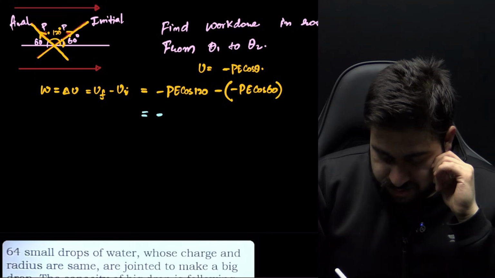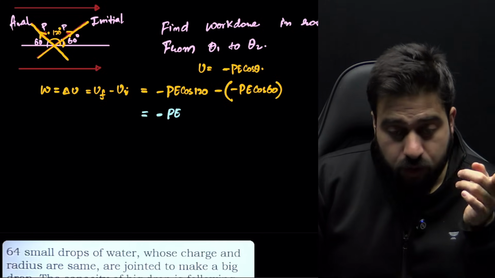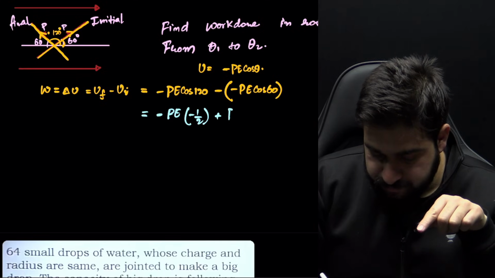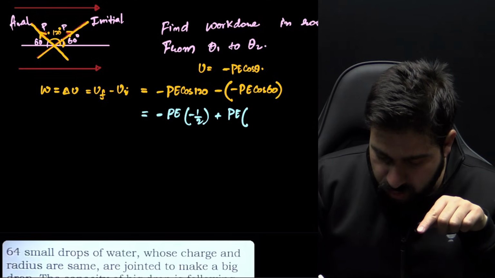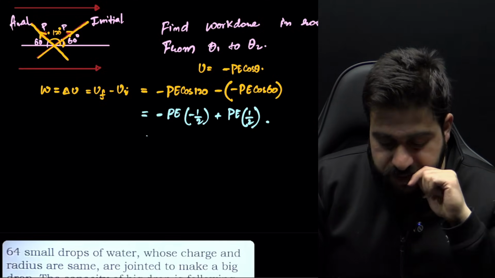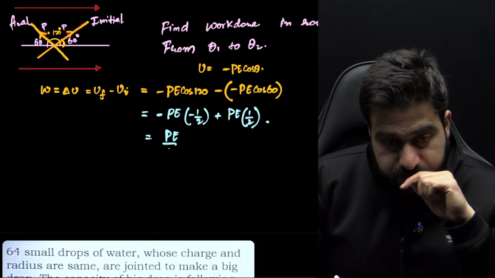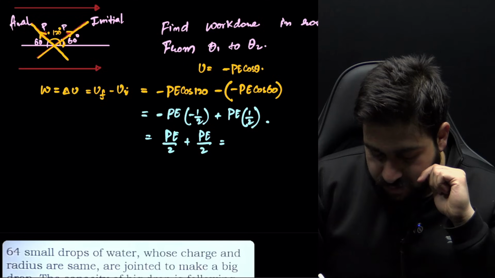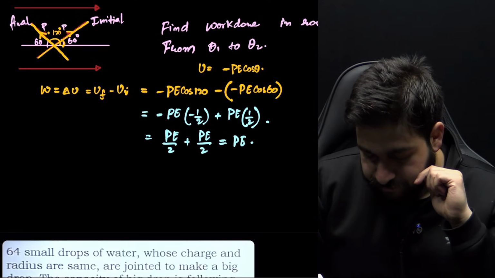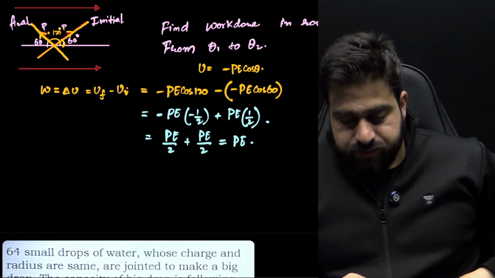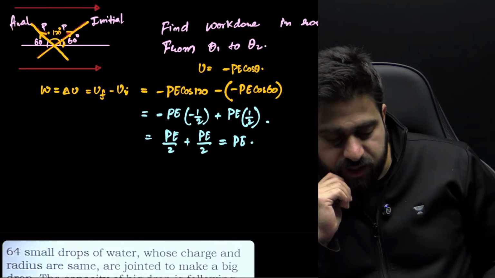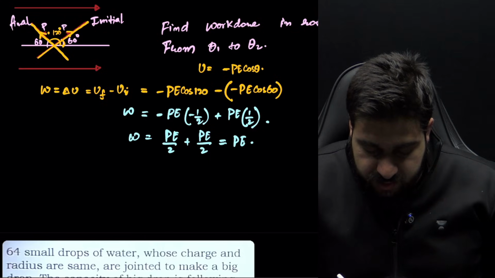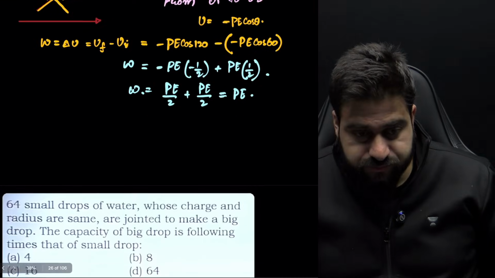Now, cos 120 is minus 1 by 2, so minus into minus is plus, PE divided by 2. Cos 60 is 1 by 2, and minus into minus is plus, so plus PE divided by 2. That is going to be PE. This will be the work done, because work done is change in potential energy.